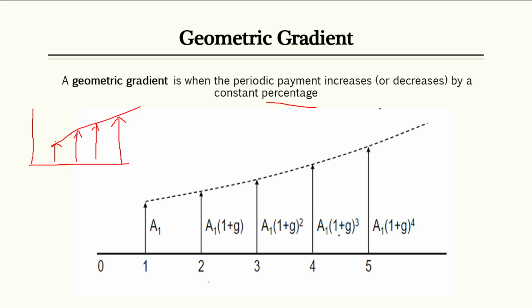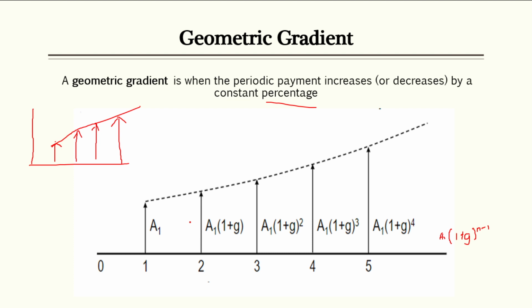No? Then, year 4, A1, 1 plus G raised to 3. Then, 5, A1 times 1 plus G raised to 4. Then, kapag nasa year end na siya, A1, 1 plus G raised to N minus 1. So, ganyan na magiging equation niya sa geometric gradient.